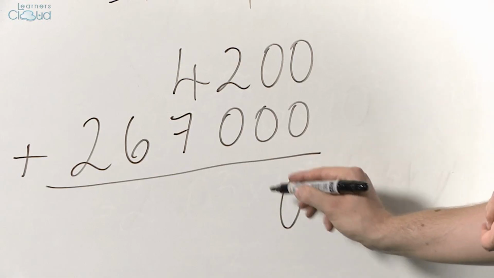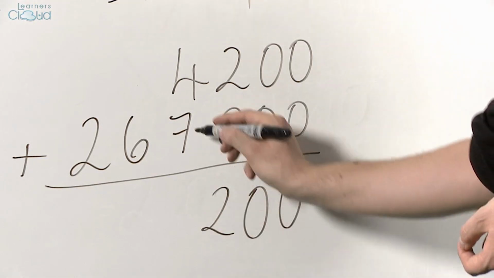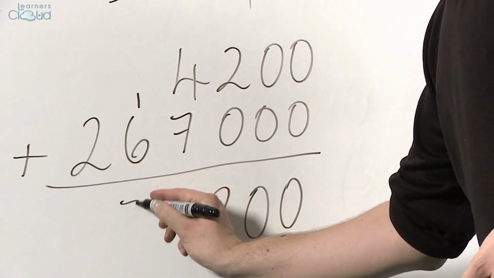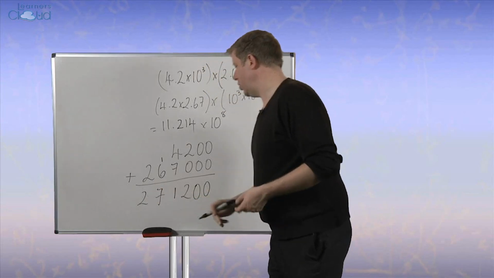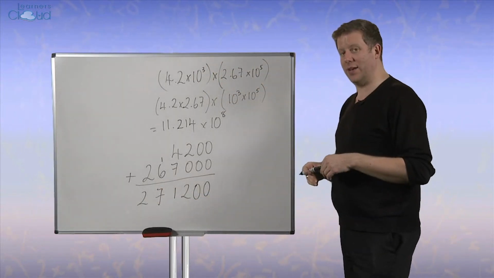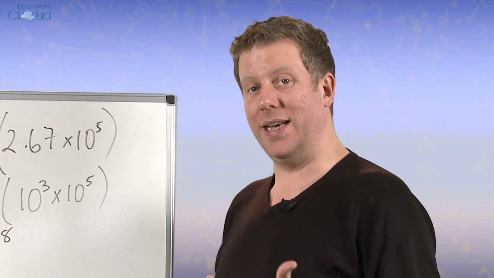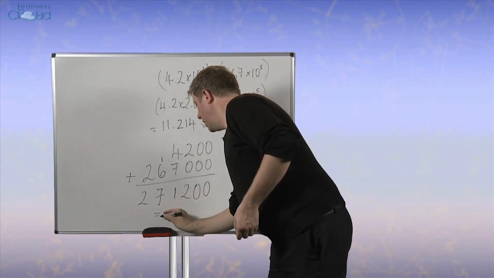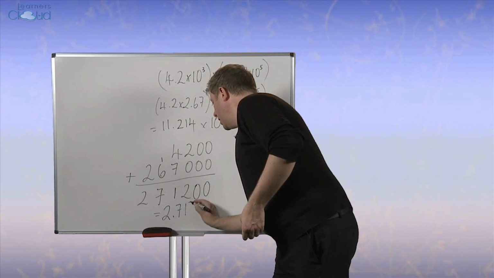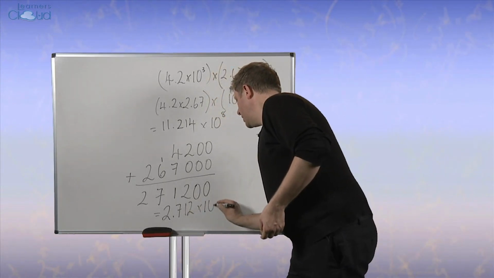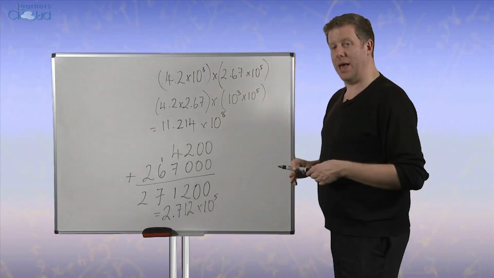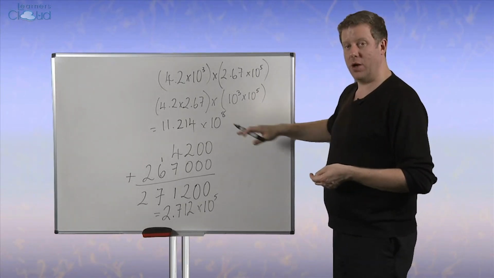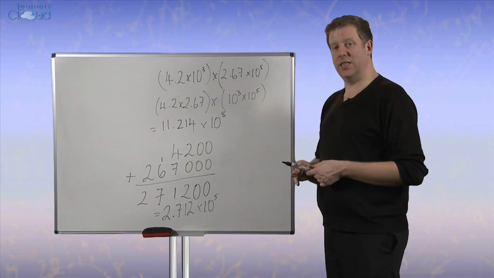Again, working from right to left, 7 and 4 is 11, so write the 1, carry 1 over, 7, 2. So 271,200. But remember, I need that answer in standard form. So this number in standard form is 2.712 multiplied by 10 to the power of 5. So I've calculated the numerator part of my fraction and the denominator.